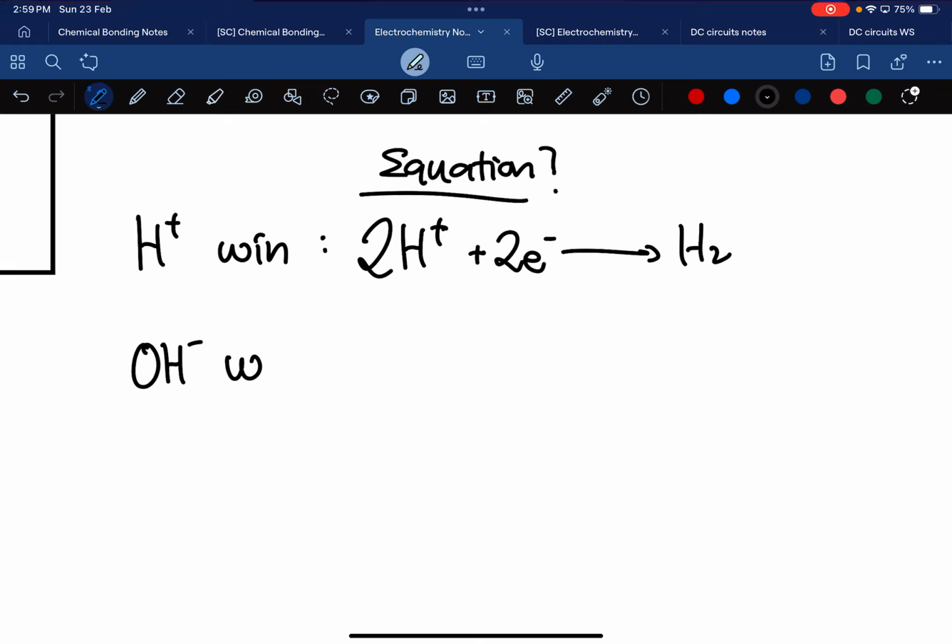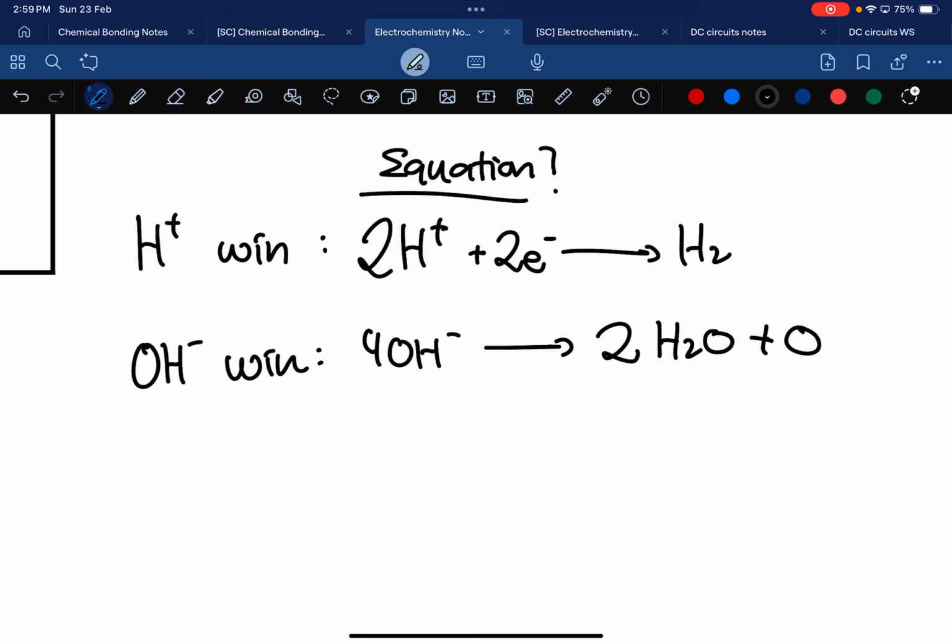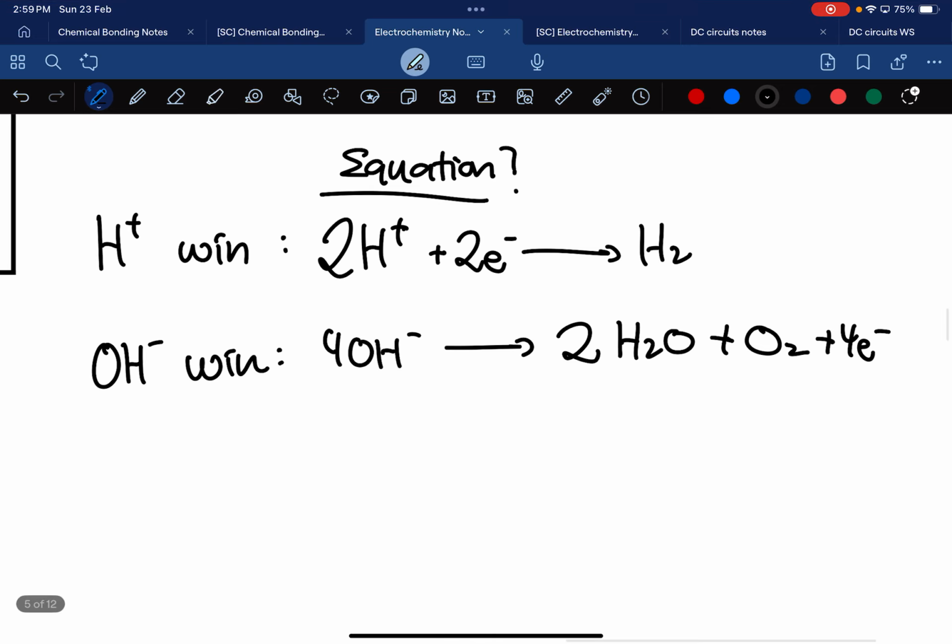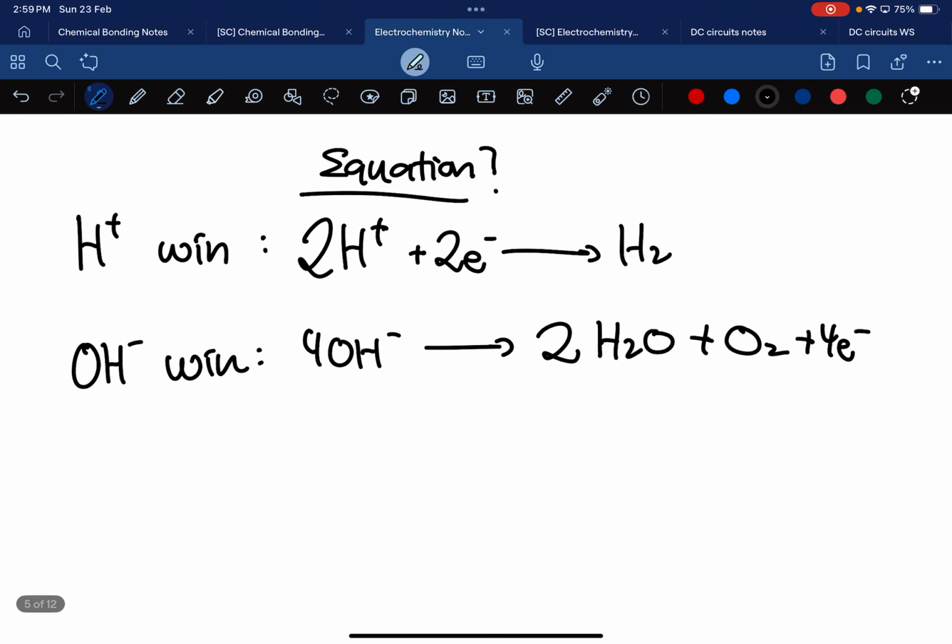If hydroxide wins, this is the annoying one. For now, I will let you refer to it. Eventually, you shouldn't need it anymore. It is 4 OH minus to give you 2 moles of water, 1 mole of oxygen, and 4 electrons. Okay, go and memorize these two. The hydrogen one is very simple, but the bottom one is more important. Are we okay?